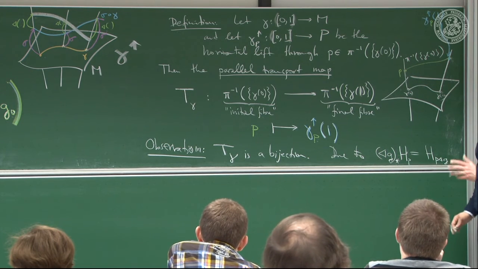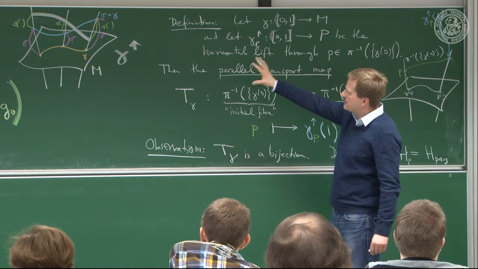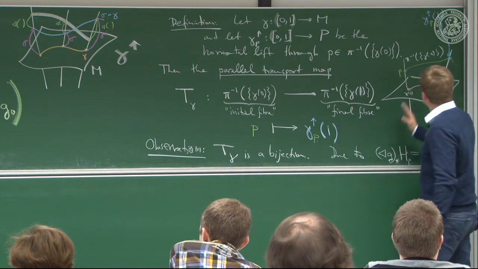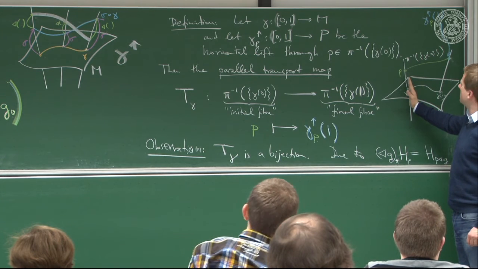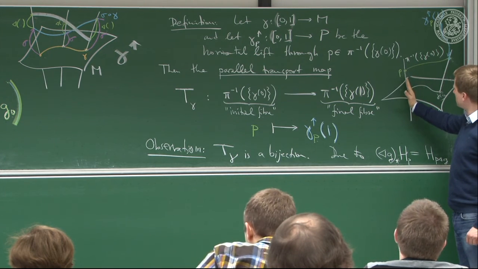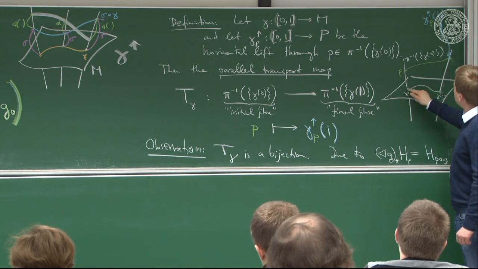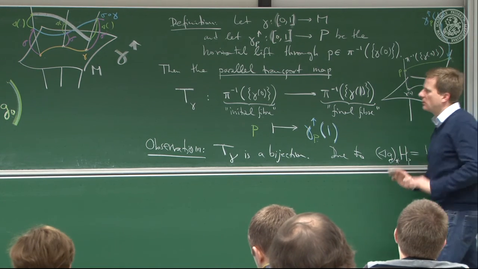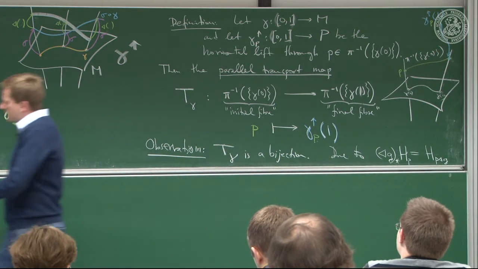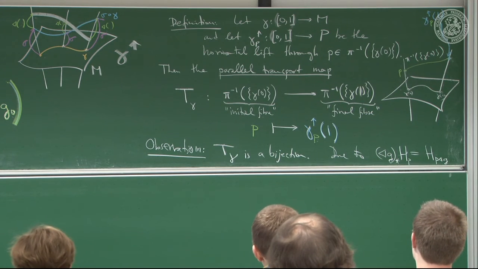So that means, at the end of the day, a connection on the principal bundle always affords you with a bijection between one fiber and any other fiber, depending on how you connect the two fibers. This is all in the principal bundle. Now, there was the question for closed curves, so let me say something about this.